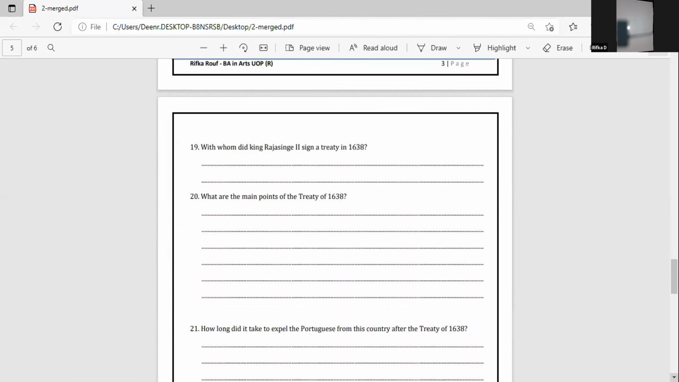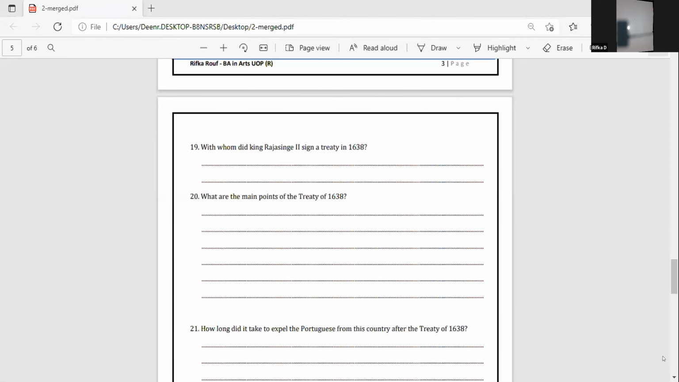The next question: with whom did King Rajasinghe II sign a treaty in 1638? With the Dutch. So what are the main points of the treaty? You know that one: the Dutch agreeing to give support to expel the Portuguese from the country; the king agreeing to settle the amount that the Dutch would spend on the battle against the Portuguese by providing them with commodities such as cinnamon, pepper and beeswax; granting the Dutch the monopoly of collecting the commodities from the Kandyan kingdom except for elephants; and deploying the Dutch army in the fortresses captured from the Portuguese if the king desired.